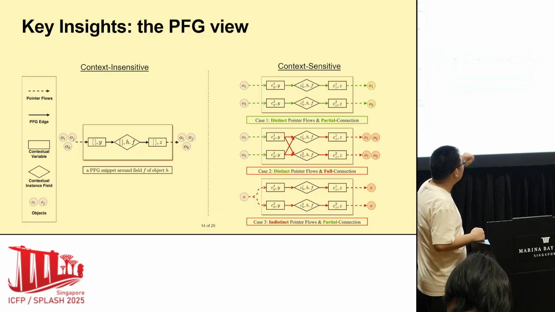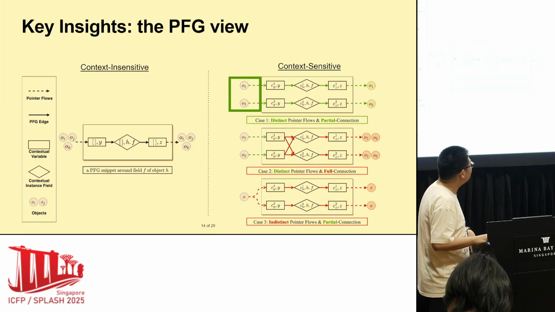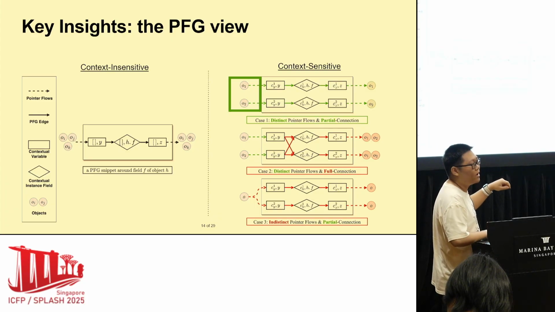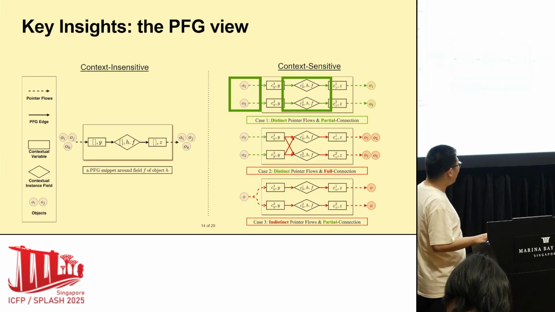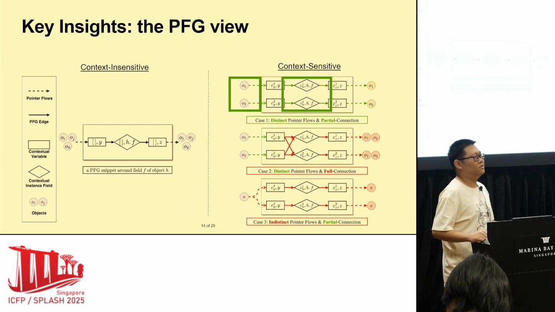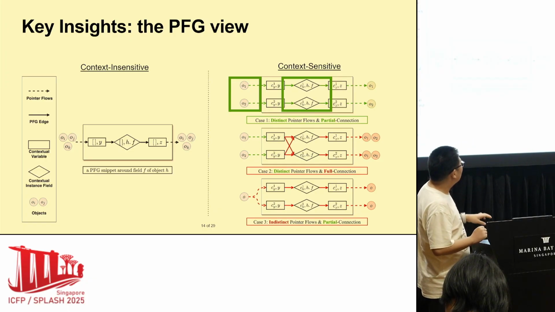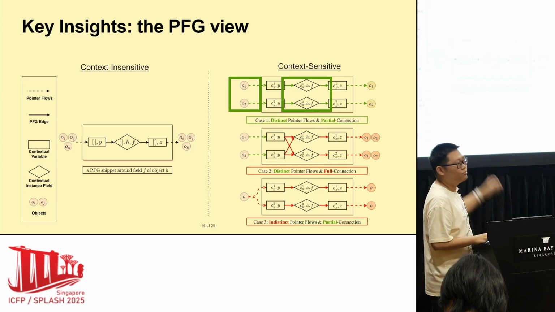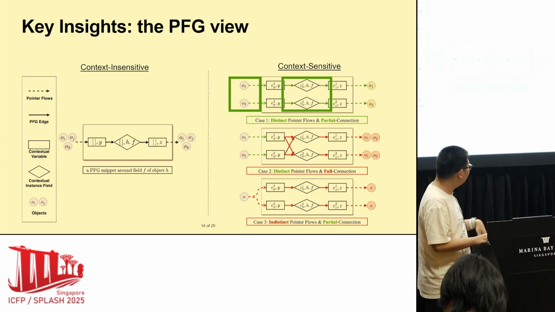So let's look at case 1 first. It has mainly two important structures. The first is distinctive flows. Here we have two point flows, the one carrying object O1 and the other carrying object O2. And also, we have the partial connection before and after the instance field. These structures are key to separate the distinctive flows, and this brings us the precision improvement.